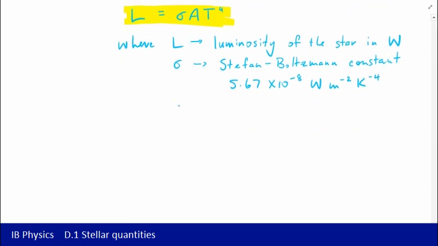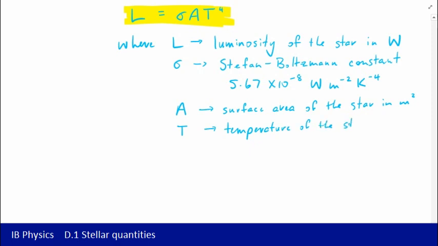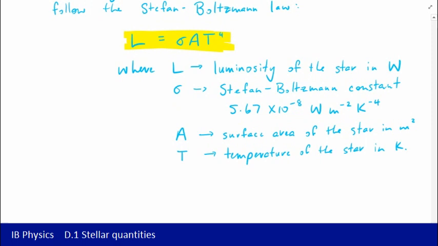And A is the surface area of the star. When we're dealing with surface areas, we know that they're measured in square meters. And T is the temperature of the star in Kelvin. So there's the relationship for the Stefan-Boltzmann law as it applies to stars.